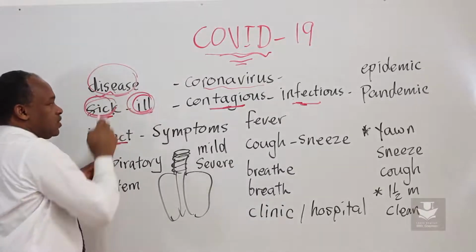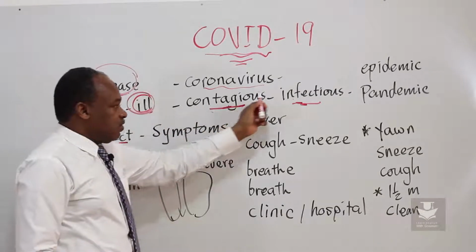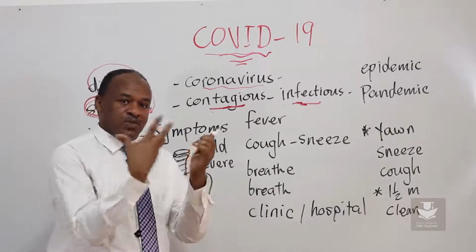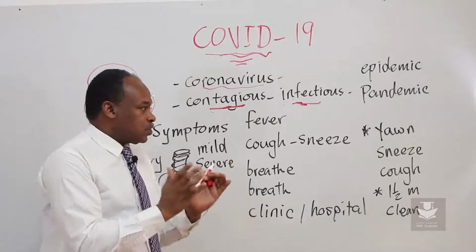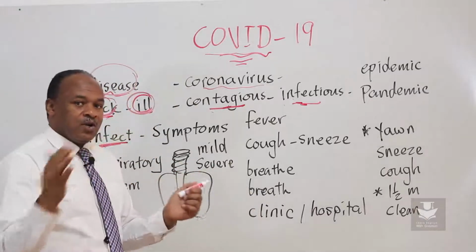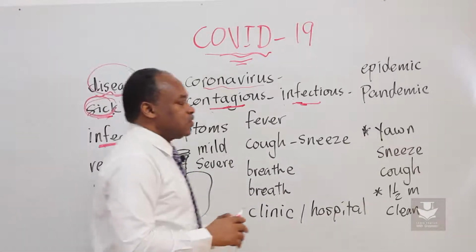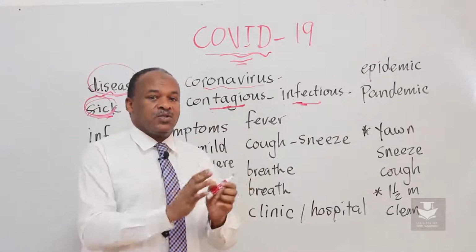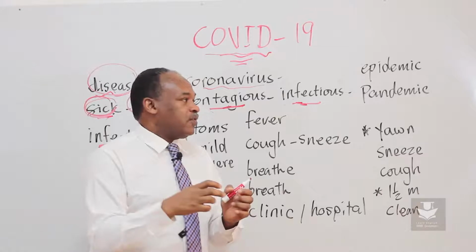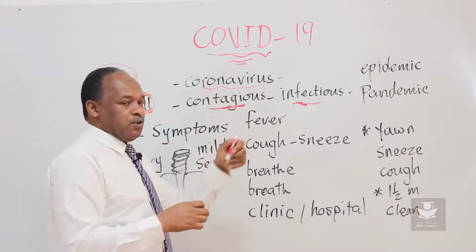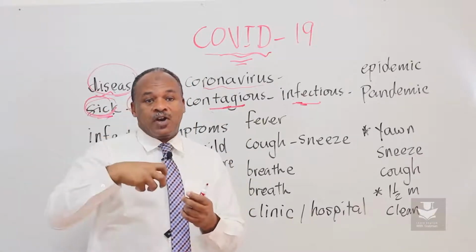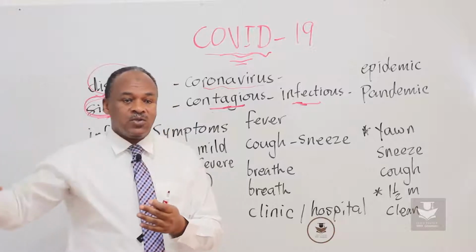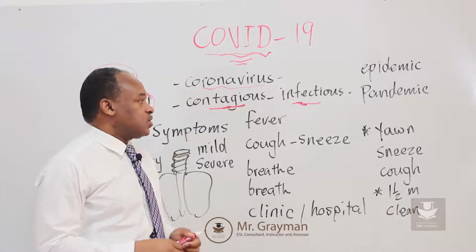The disease could be contagious, infectious, or could be just there in that person. It doesn't go to other people. So if you're diabetic, that would be your own disease. It doesn't go to others. But if you have coronavirus, that could be spread from one person to another, that is contagious.